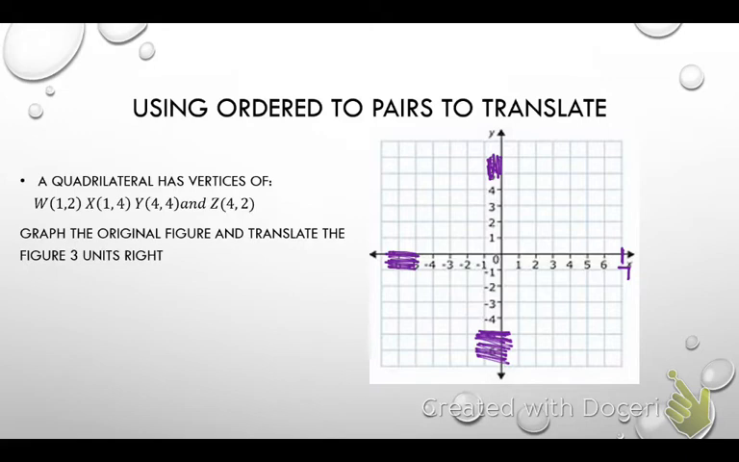It looks like a trapezoid. It's a rectangle. It's a square. It's a trapezoid. 1, 2, 1, 4, so rectangle. 4, 2, and 4, 4. All right. It's a rectangle.